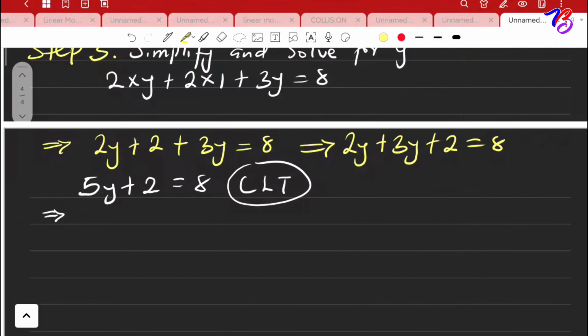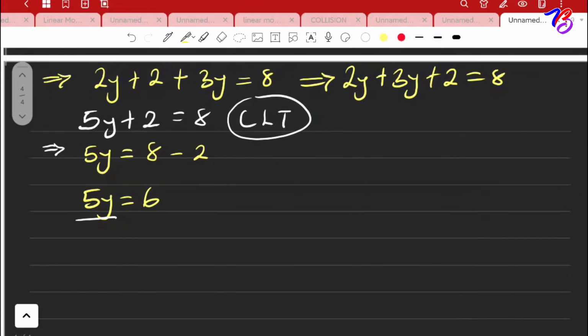So let's move 2 to the other side. So 5y is equal to 8 minus what? Minus 2. Exactly. 5y is equal to 8 minus 2. Then let's proceed. 5y will equal 6. Making y the subject of the formula, I divide through by 5. 5 cancels 5. So y is equal to 6 over 5.